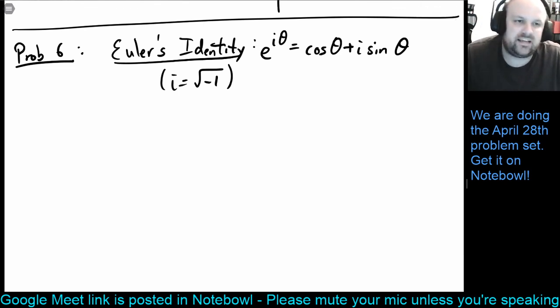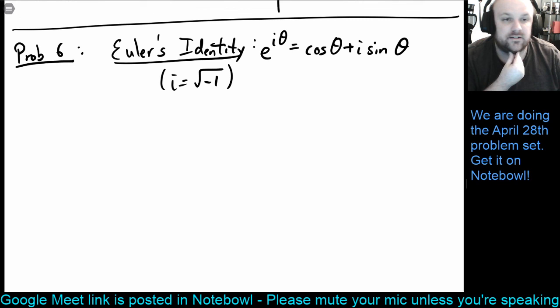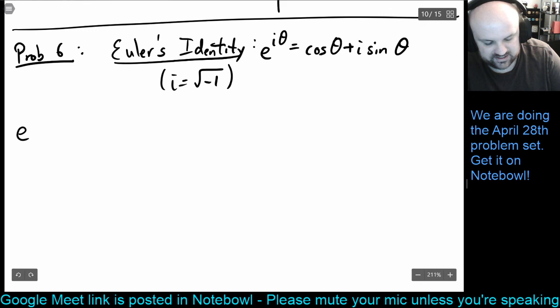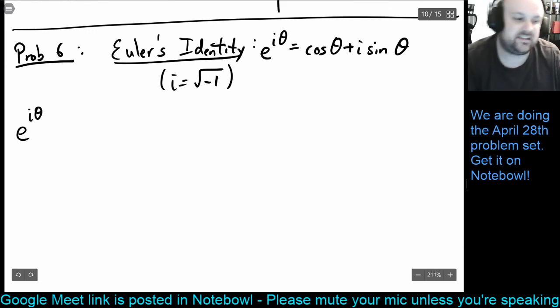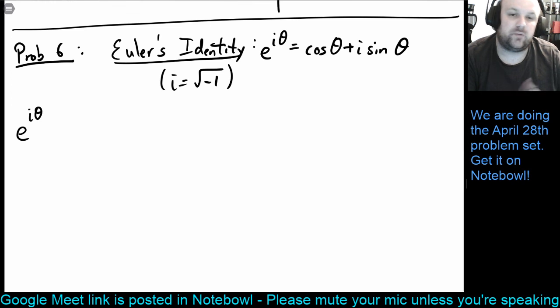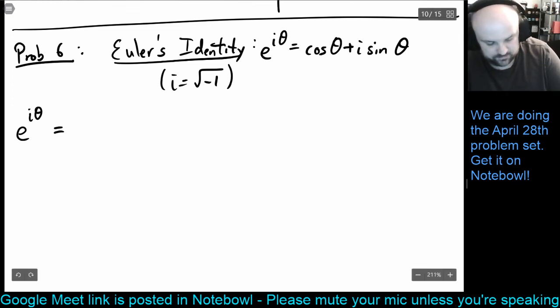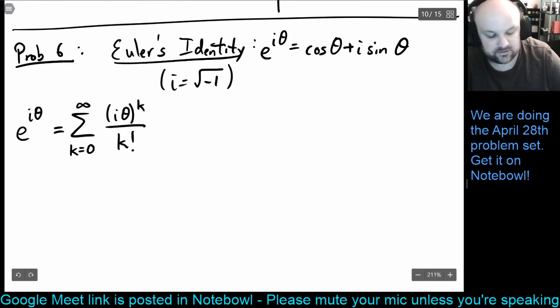We're relating an exponential function to trig functions. Just because we include this imaginary number, somehow there's this relationship here. Really surprising. So how can we go about this? Well, we can start on the left-hand side with e to the i theta. We have a Maclaurin series for this. Let's use it. That's the sum from 0 to infinity of i theta to the k over k factorial.